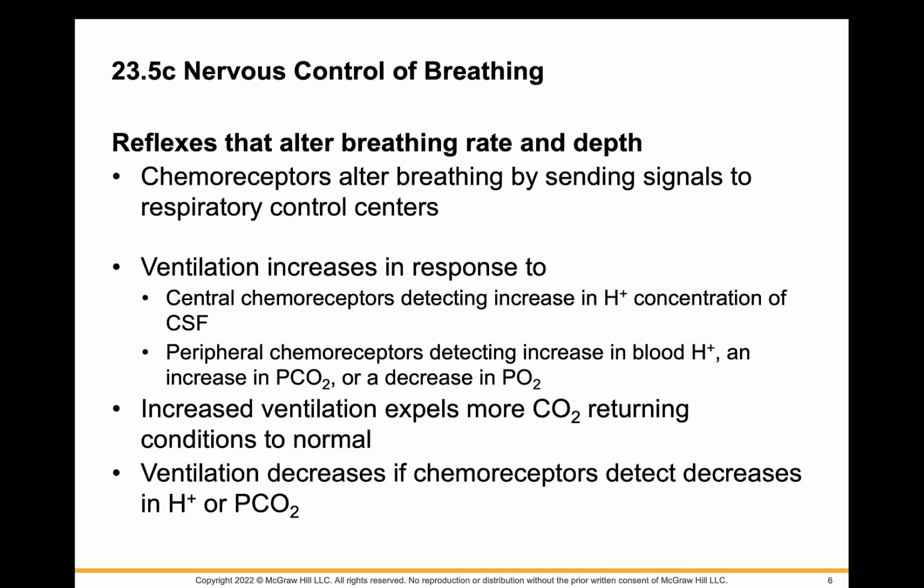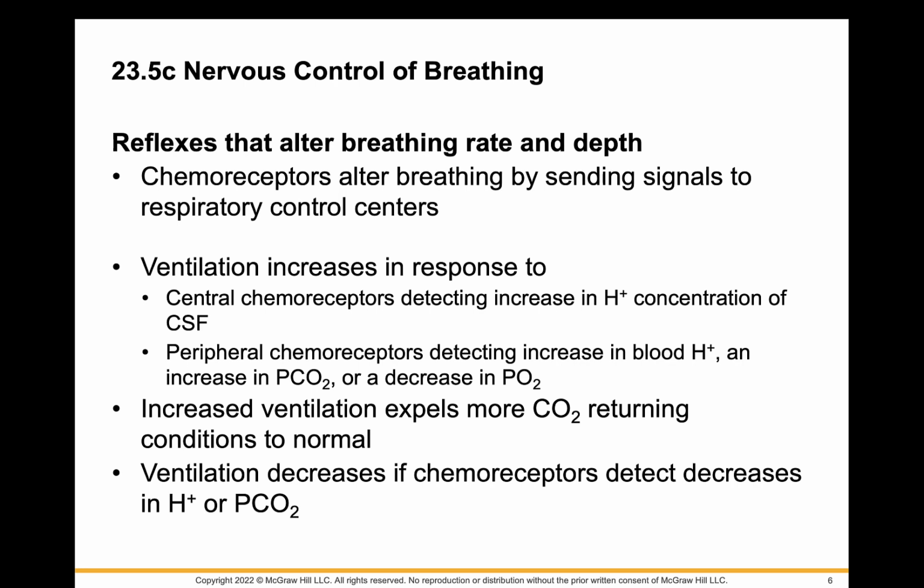So if we look at central chemoreceptors, they are responding directly to hydrogen ion, but indirectly to CO2, because it is the increase in CO2 that is ultimately responsible for the increase in hydrogen ion in the cerebrospinal fluid. Peripheral chemoreceptors, as noted, are located within the carotid bodies and the aortic bodies, and they are going to be detecting either increases in blood hydrogen ion, an increase in PCO2, or a decrease in the partial pressure of oxygen. Keep in mind that the peripheral chemoreceptors are the only receptors that are actually sensitive to changes in oxygen.